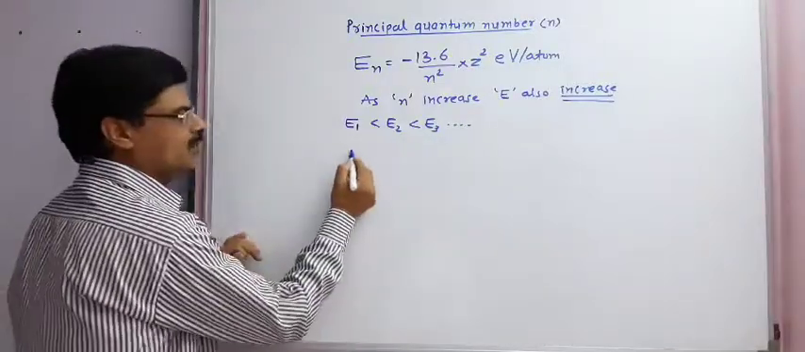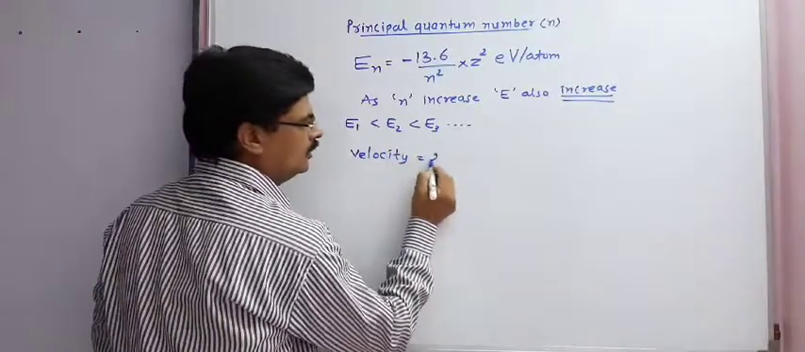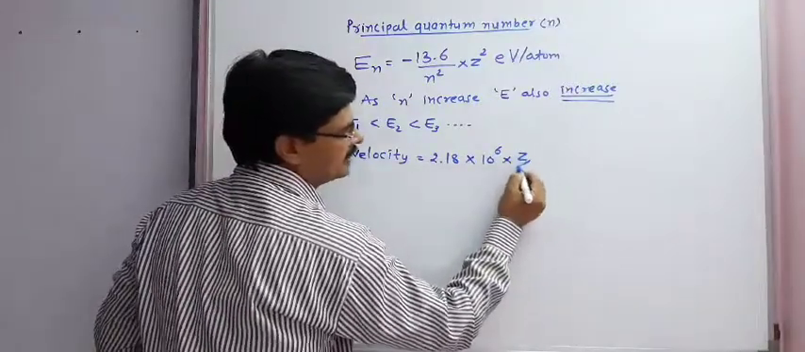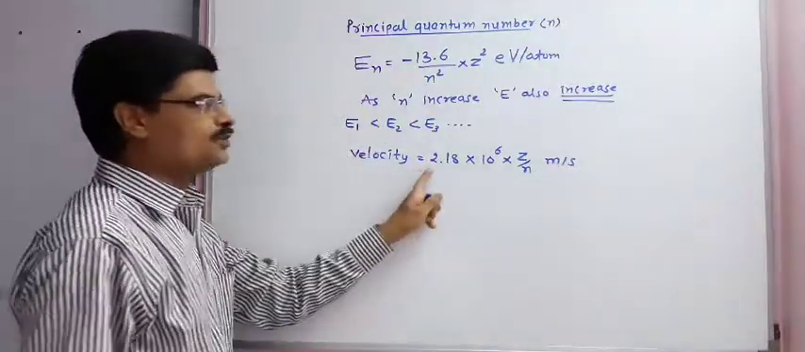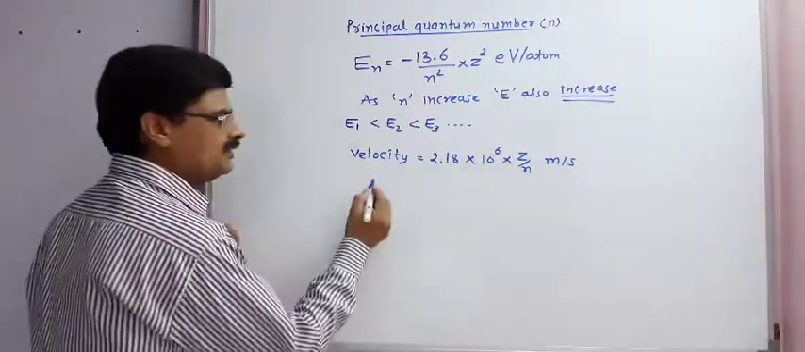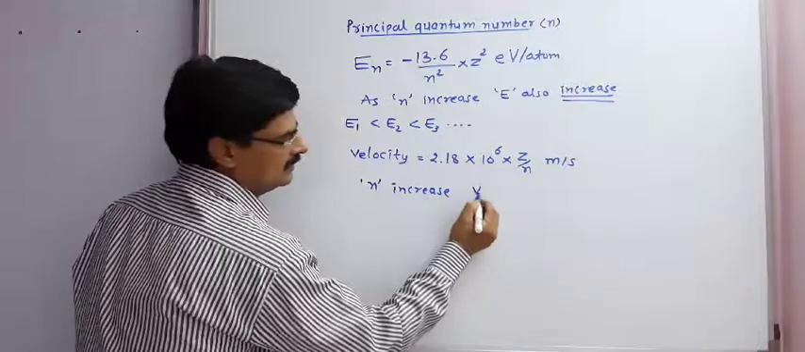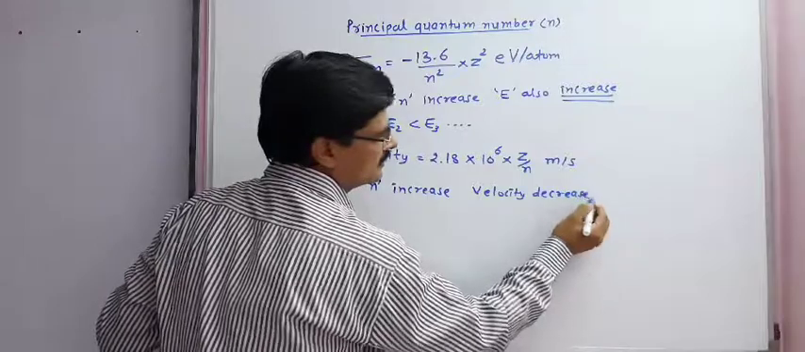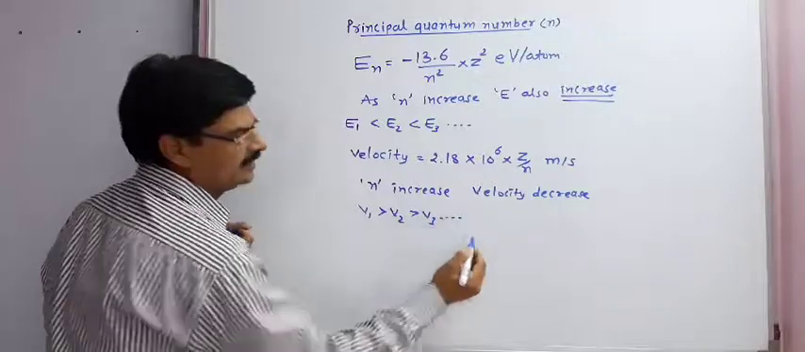Now for the formula, velocity is equal to 2.18 into 10 raised to 6 into Z upon n meter per second. From this formula we can say as n increases, velocity decreases. Means we can write V1 greater than V2 greater than V3 and so on.